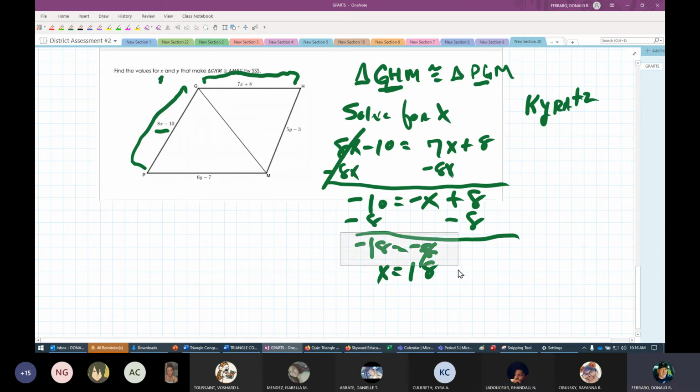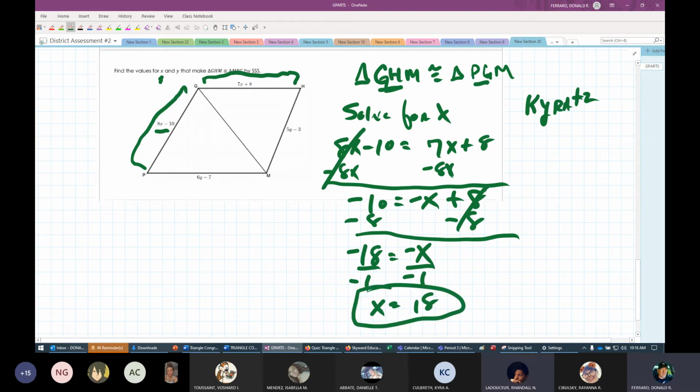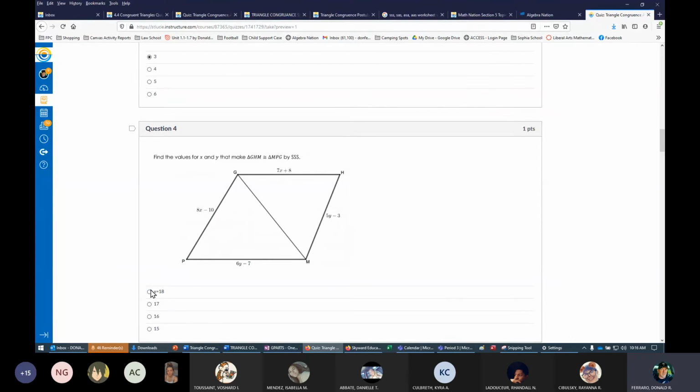So let me just clean this up a little bit. I got negative 10 minus 8 is going to be negative 18. That cancels out, which equals negative x. So if I divide by negative 1 on both sides, I come up with x equals 18. So the answer here is going to be x equals 18. So go ahead and plug that in.